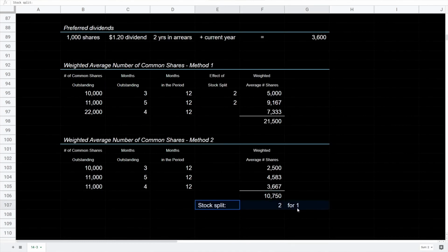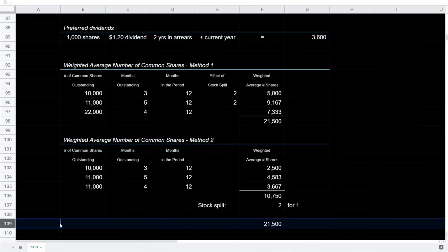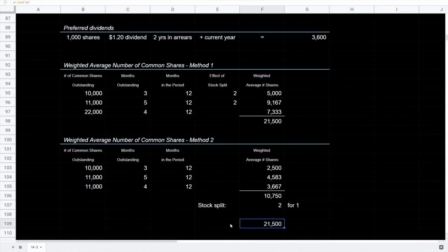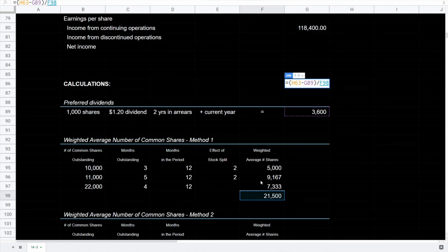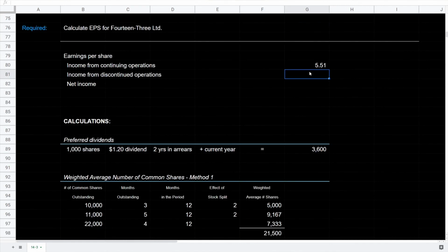So we know we have a stock split that's 2 for 1. If we apply the effect of that stock split, we end up getting the same number, or 21,500. We can now take that number and use it in the weighted average number of shares part of the calculation. So income from continuing operations can be divided by 21,500. And we get $5.51, and that is an earnings per share figure.